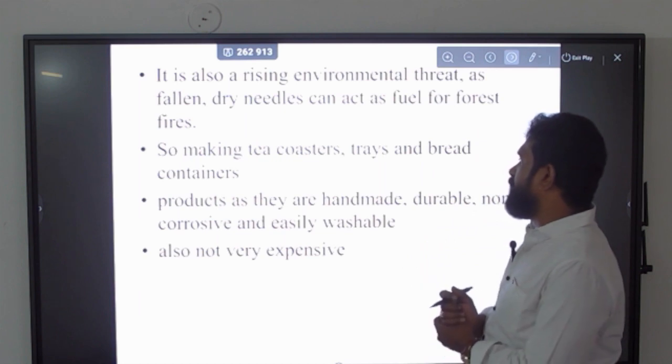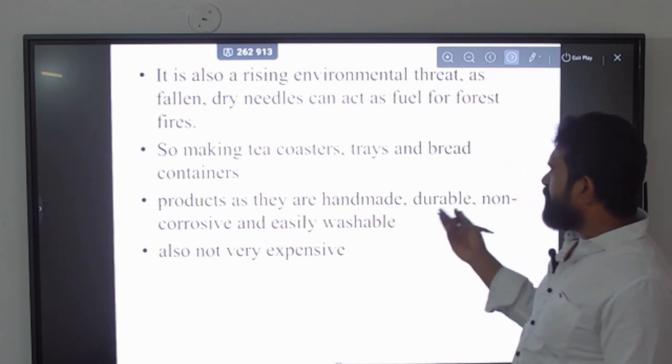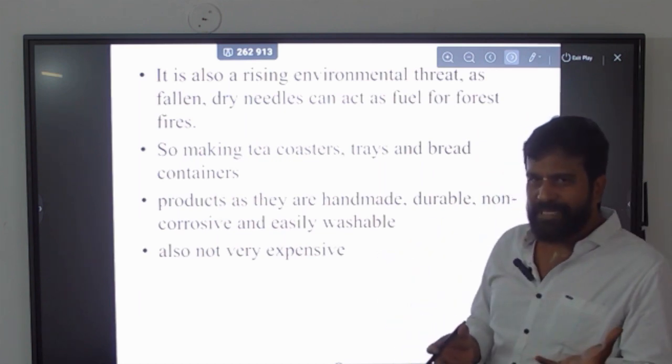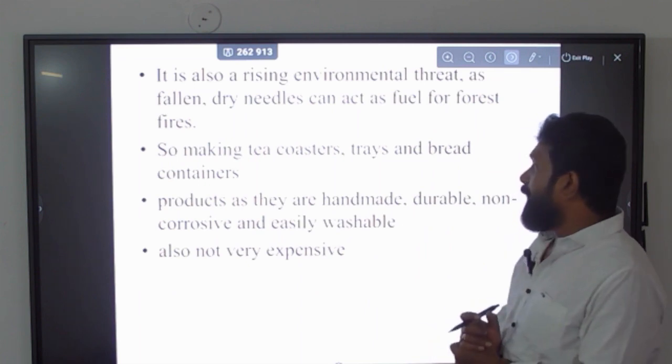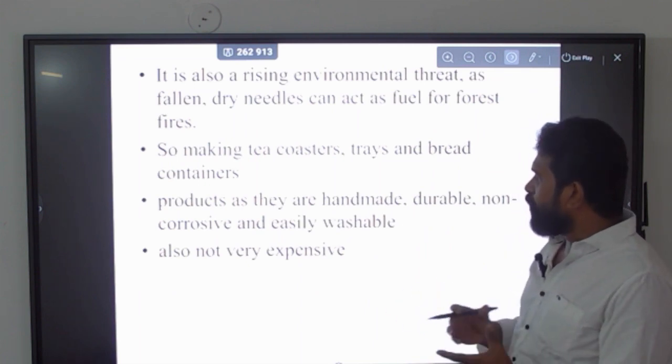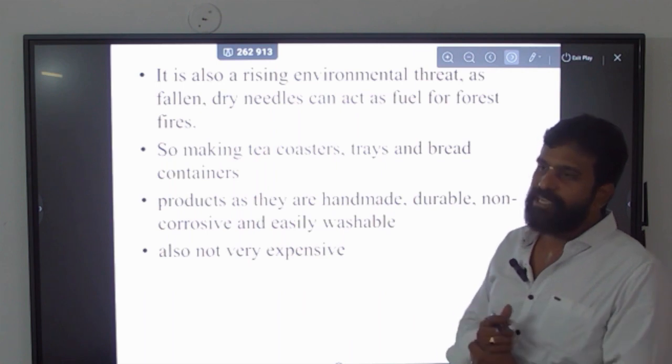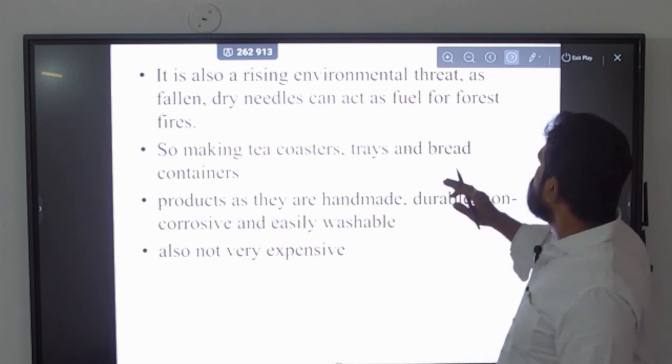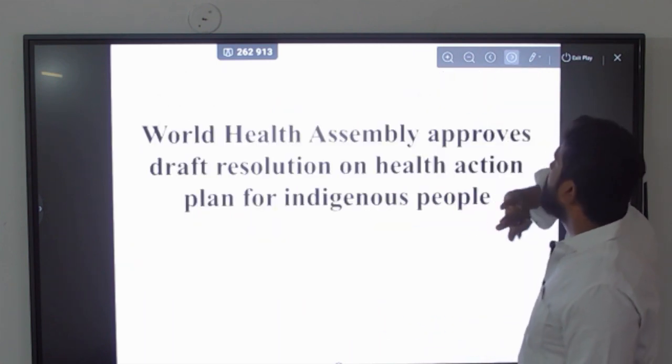is the reason. And they are making some handmade products over there in Himachal Pradesh, and this is very easily washable, and it is not that much expensive. So that we should know about in this news.